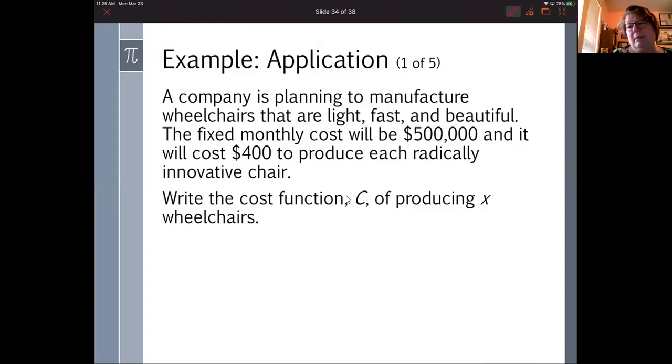Okay, so we've done this several times this semester, written a cost function. And a cost function is the fixed cost of creating our item plus the variable cost. So our cost is going to be, we have a fixed cost. No matter how many chairs we manufacture, if we manufacture none or you manufacture 1,000, we have a fixed cost of $500,000. That's to rent the building, keep the lights on, pay our employees, whatever we need to do, that's our fixed cost.